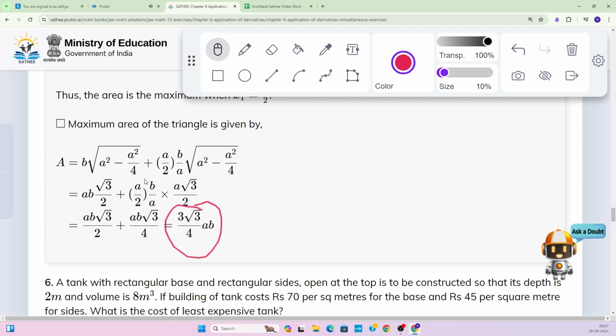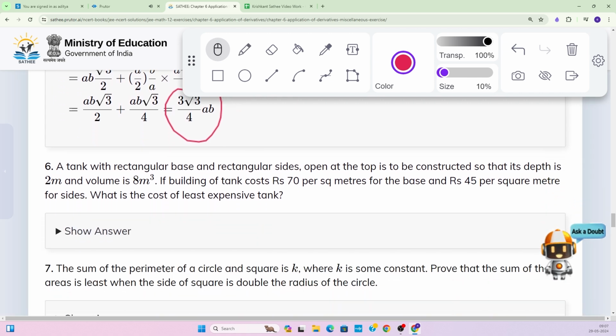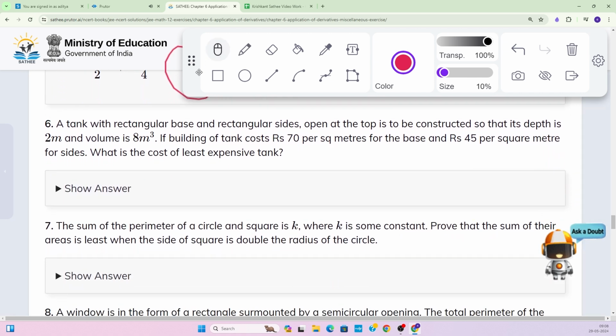Okay, now let us move next. Now the sixth problem. The sixth problem says a tank with a rectangular base and rectangular sides, open at the top, is to be constructed so that its depth is 2 meters and volume is 8 meter cube.